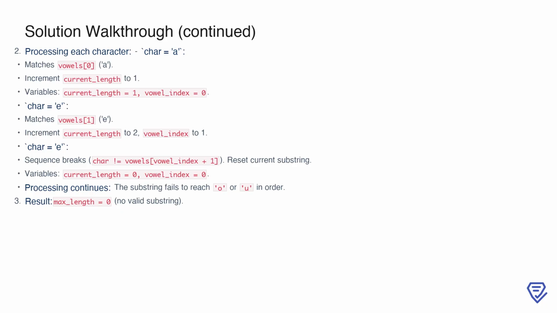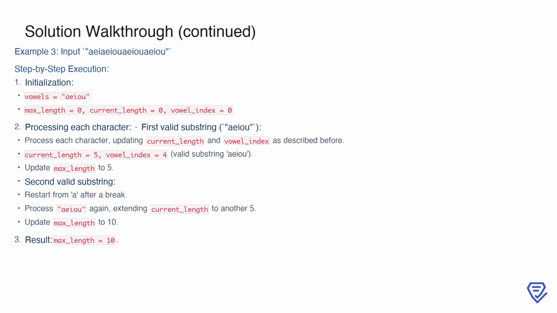As we continue processing the string, the substring fails to form a complete valid sequence of AIOU. This means no valid substring containing all vowels in order is found in this example, leaving max_length at 0. In the third example, we analyze a longer input string that contains multiple occurrences of the sequence AIOU.